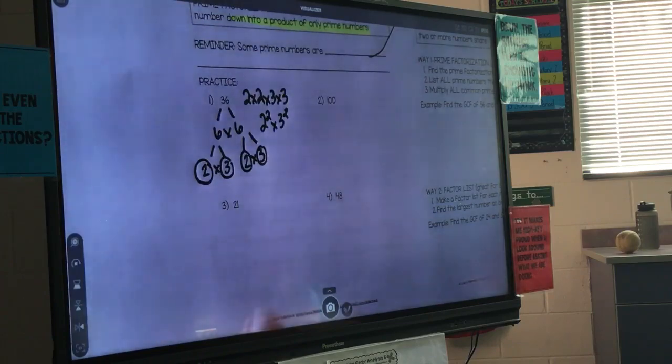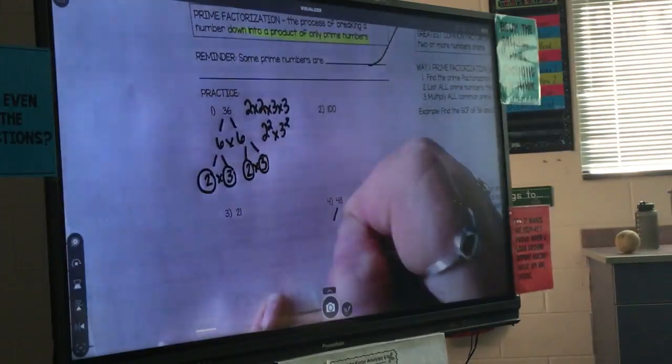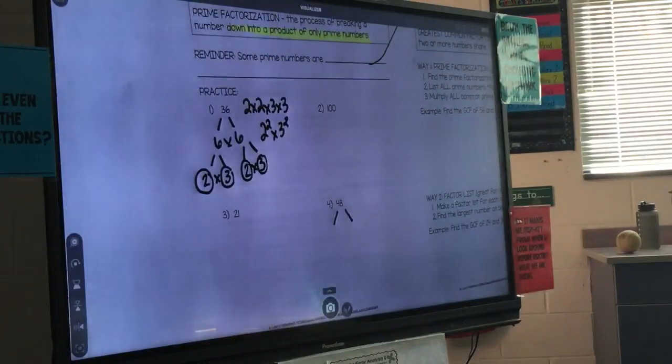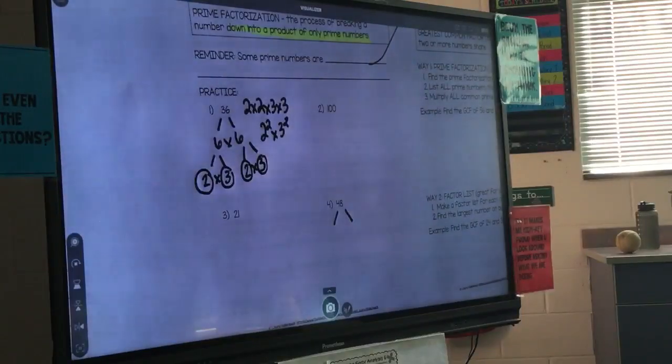Okay. I want you guys to do 48. So you're picking the two numbers that you're multiplying together. Stand up when you're done. They just have to be two factors that you multiply together to get 48. And then you're breaking it down until you only have prime numbers left.